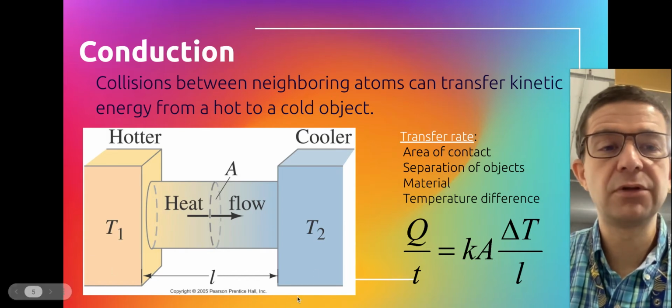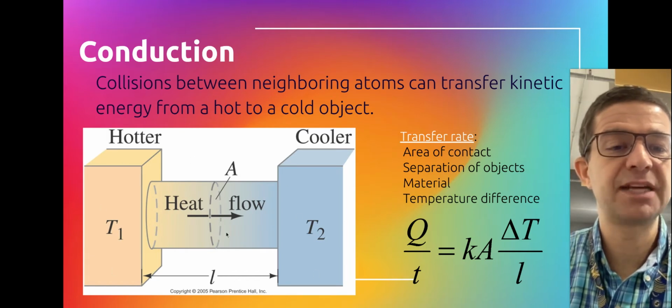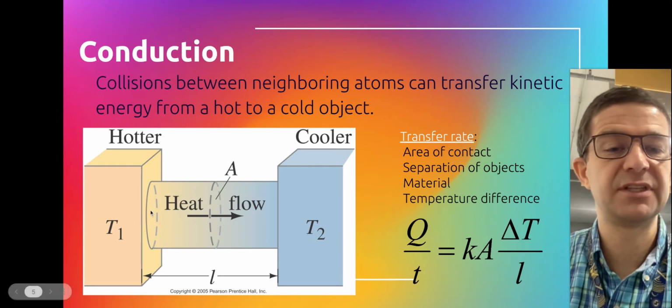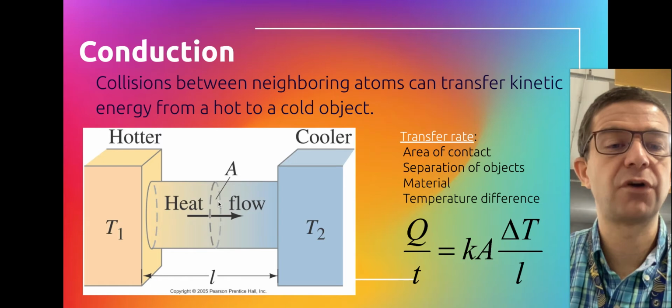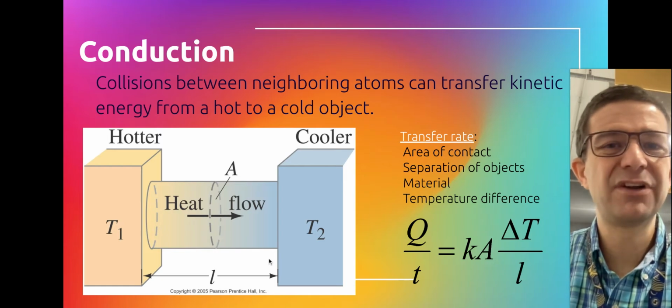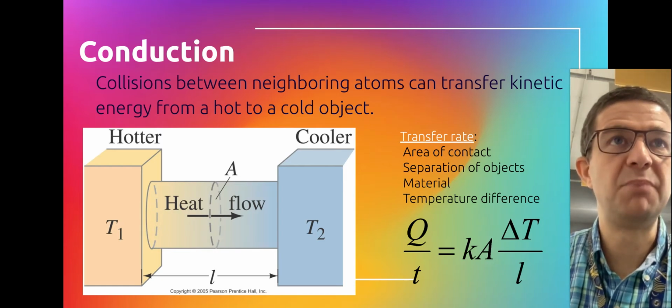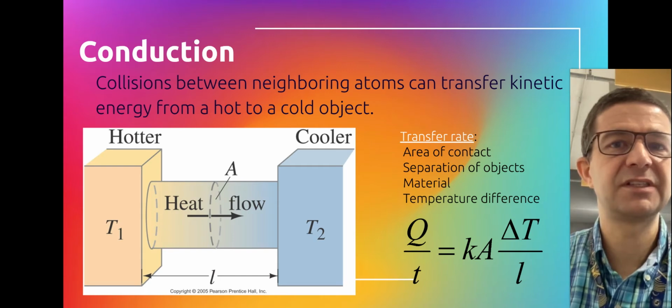We generally model the contact between objects at two different temperatures, in this case T1 and T2, as having some sort of effective cross-sectional area and some sort of effective separation. It's never going to be perfectly easy to build the model for a particular system.